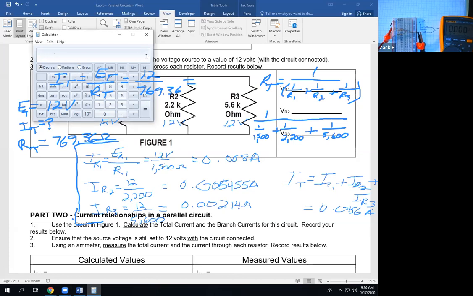Whoops, 12 divided by 769.36. Boom. Isn't that cool how that works out? Math and Ohm's law. So total current should be 0.0156 amps.